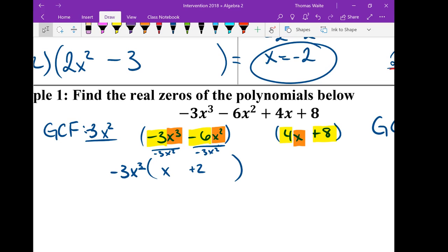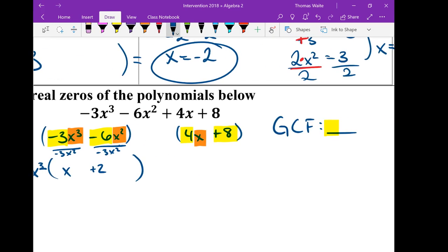Now we got to do the same to the right side. So a little more quickly this time, we're seeing factors that go into 4 and into 8. Well, 4 goes into 4, and 4 also goes into 8. So 4 is a big factor that goes into both. And there's no x factors, right? x is just in the first one. There's no x factors in the second one, so we can't split that one up.